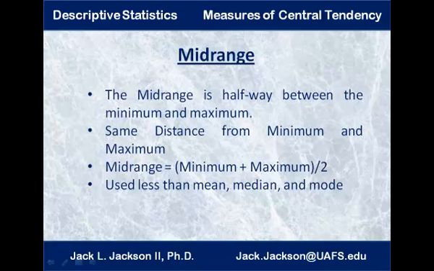Let's contrast that with another measure called the mid-range. The mid-range is halfway between the minimum and maximum. So it's the same distance from the minimum to the mid-range and also from the mid-range on up to the maximum. To find that, you just simply average the minimum and maximum. That is, you take minimum plus maximum, take that number to divide by 2 to find the mid-range. It is used less often than the mean, median, and the mode, which are by far the three most often used measures of central tendency. Probably in that order.